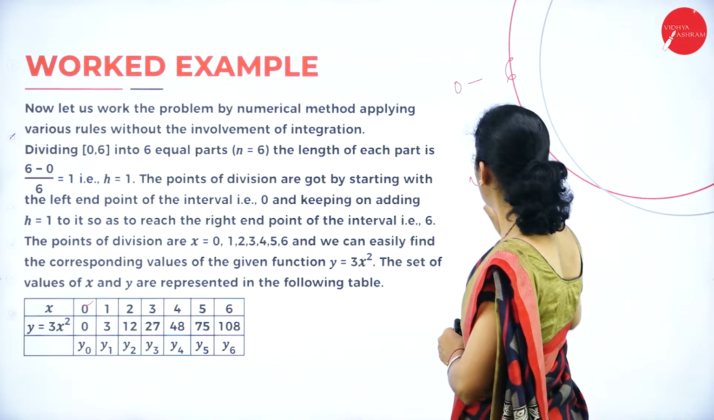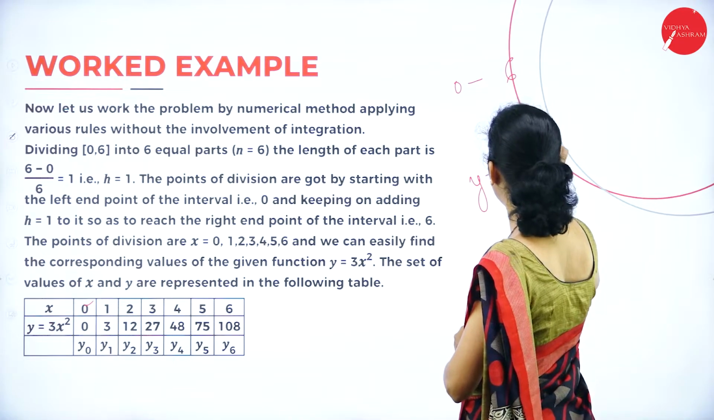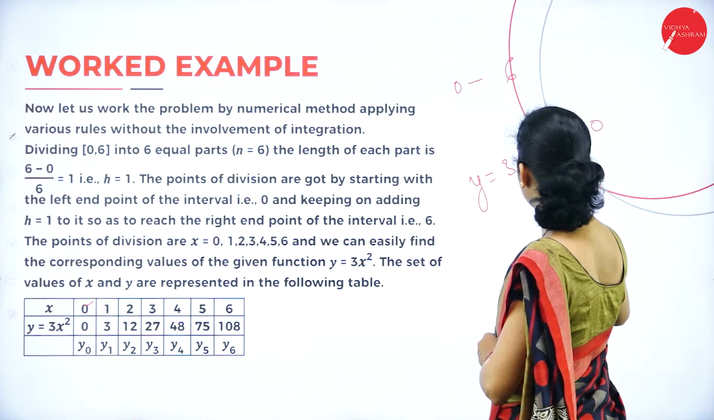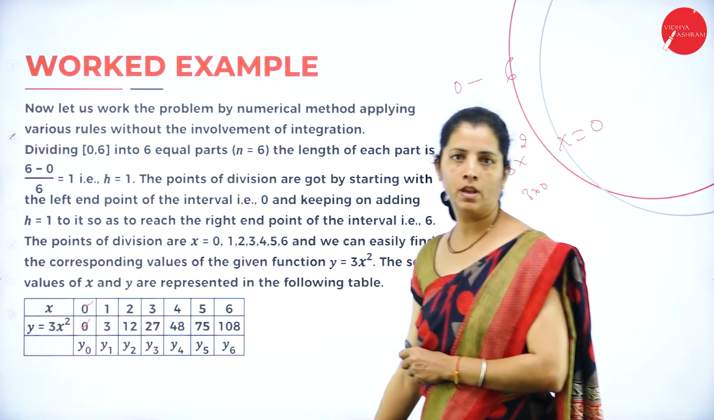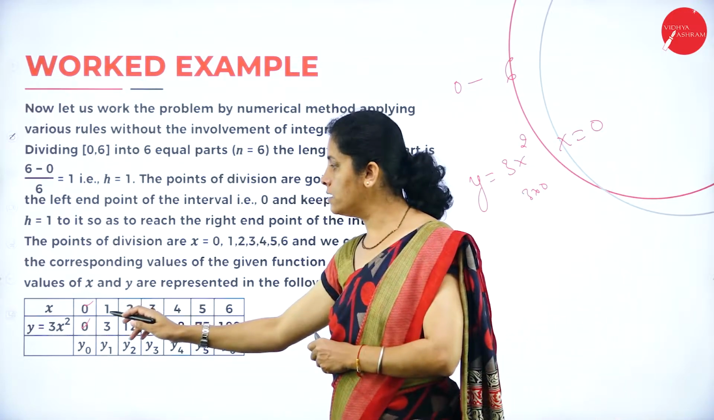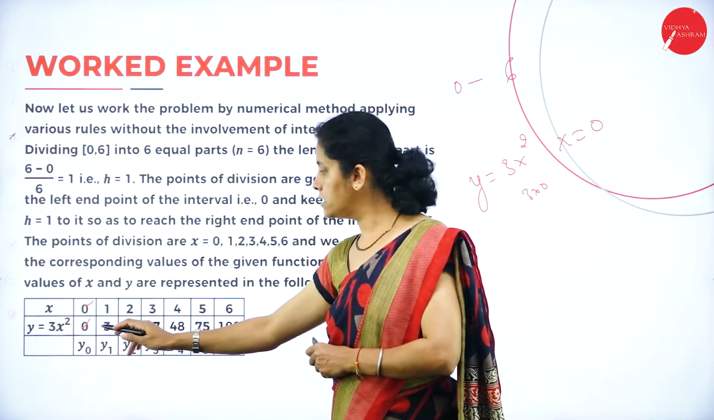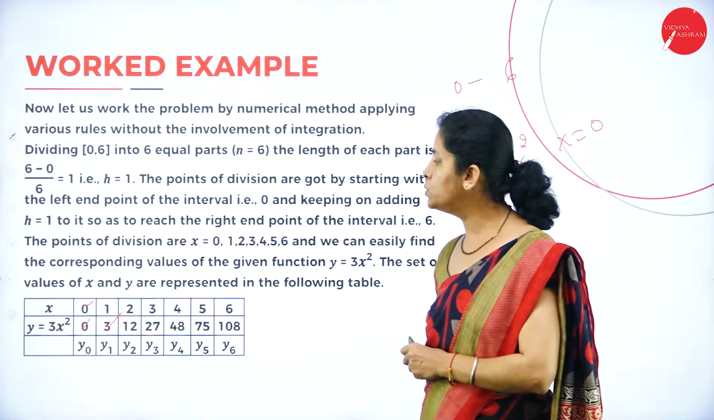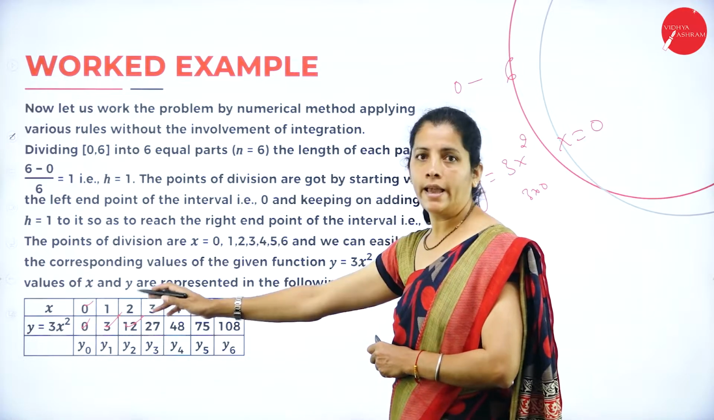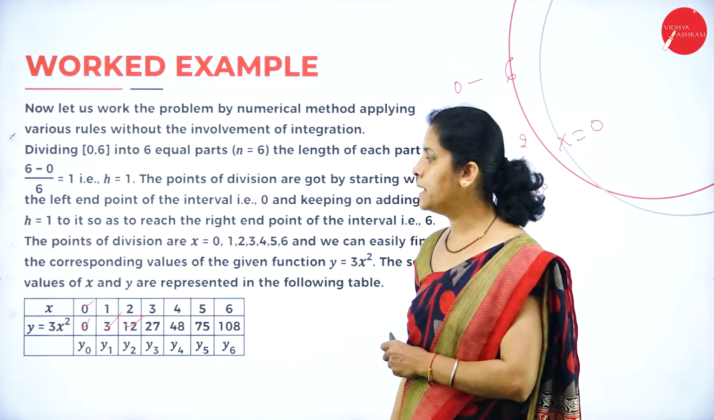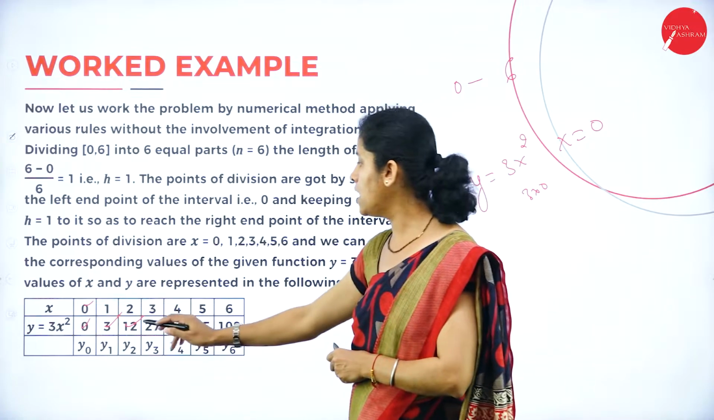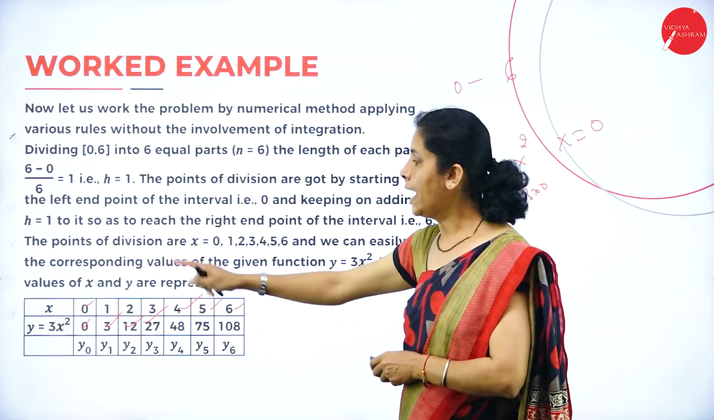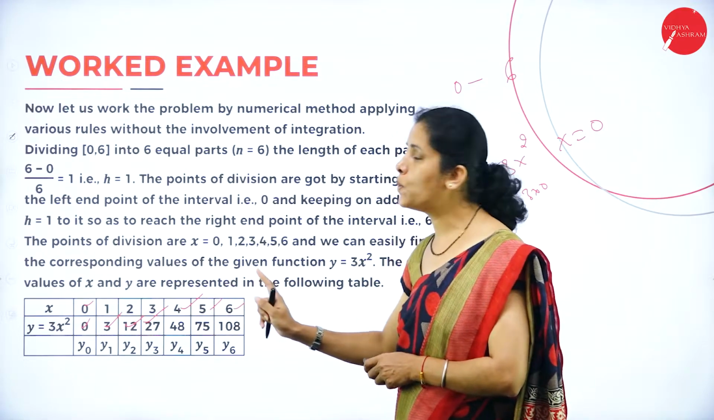Now, what is my y? Y is nothing but 3x square. When x equal to 0, 3 into 0, so I am getting 0. Now, when x is 1, 3 into 1 square, it is 3. Now, x is 2, so 2 square is 4, 4 into 3, 12. Now, x is 3, 3 square is nothing but 9, 9 into 3, 27 and it's going to continue. Now I got the x value as well as y value.